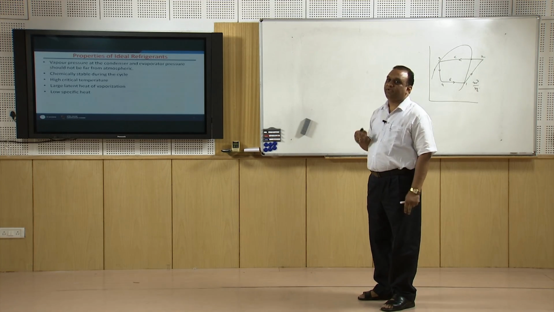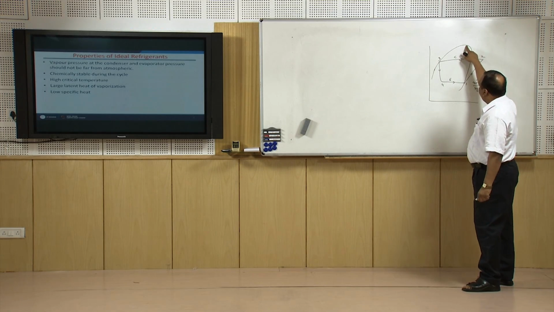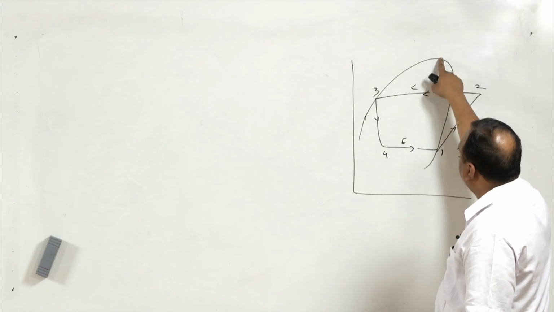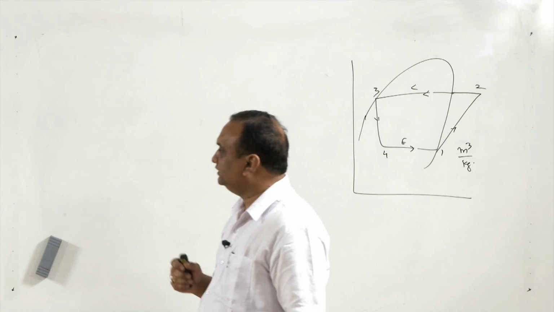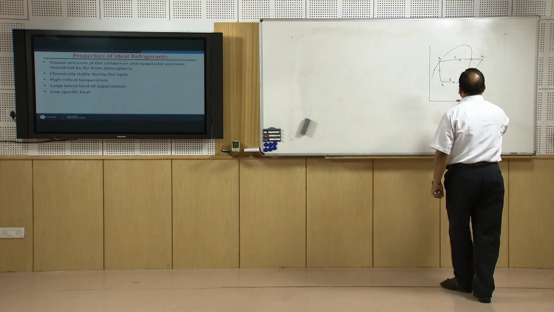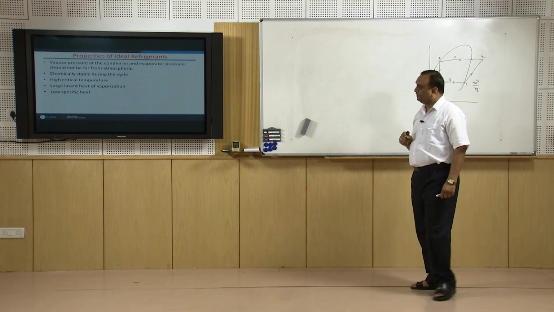The refrigerant has to be in any case chemically stable during the process. Critical temperature should be high. Critical temperature means temperature at this point. Farther you are operating from critical temperature, higher is the COP of the system. Same is the case in absorption system. So the cycle should operate far away from critical temperature.